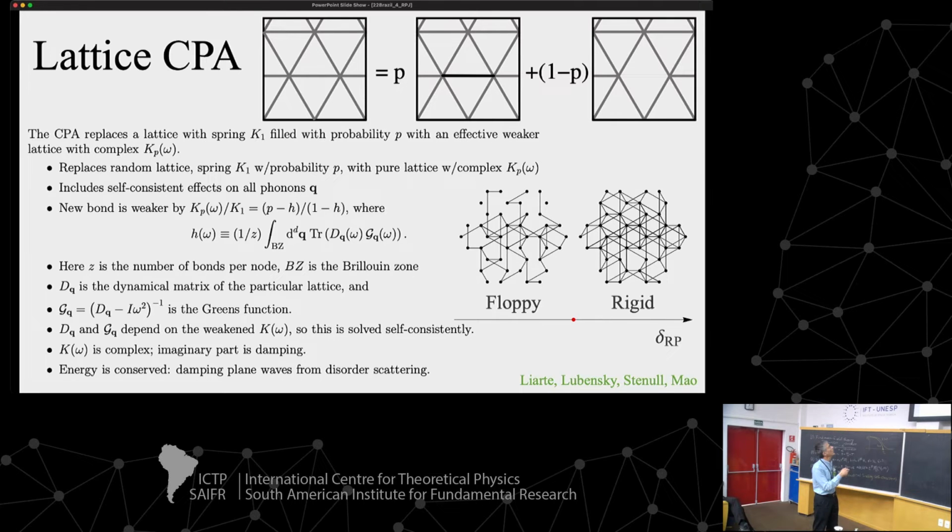So you replace a random lattice with a spring K1 with probability P with a complex Kp of omega. You include the self-consistent effects on all the phonons. The new bond is weaker by Kp of omega over K1, which is going to be P minus a function H divided by 1 minus H.